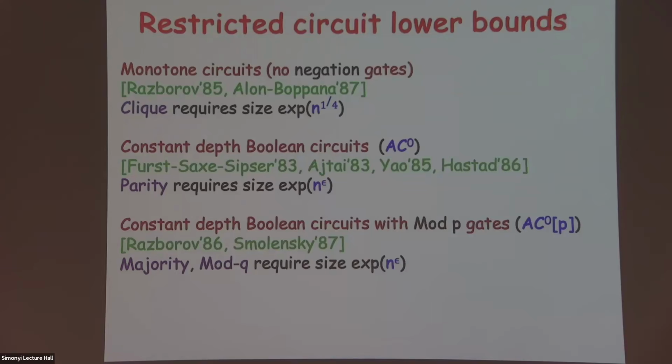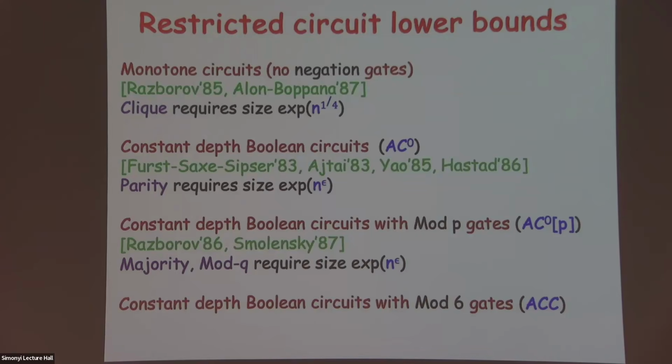Then you do the next natural thing, which will be easy. You ask, what about mod 6? It's a product of 2 primes. Okay, well, we don't know. We don't know lower bounds for this class. The algebra doesn't work. As far as we know, all of NP can be simulated by these really simple constant depth circuits of AND, OR, and mod 6.